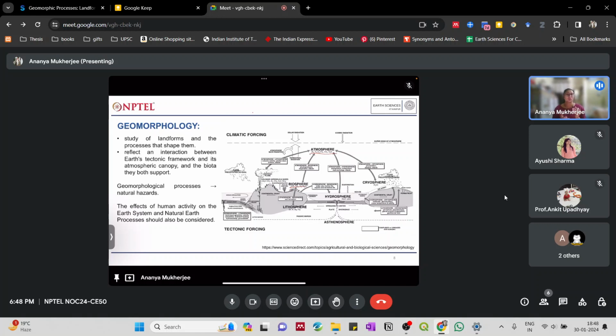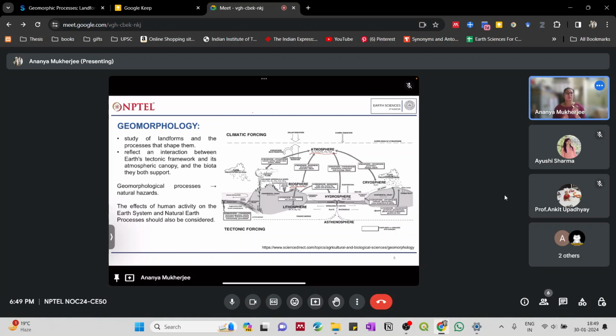So your Grand Canyon, the material that is making up your Grand Canyon belongs to the lithosphere or the geosphere. But what is forming the landscape is a part of the hydrosphere, the surface water. So this is a common example to understand how the two spheres are acting together to make the landform. So geomorphology in a nutshell is the study of such landforms and the processes that are shaping them.